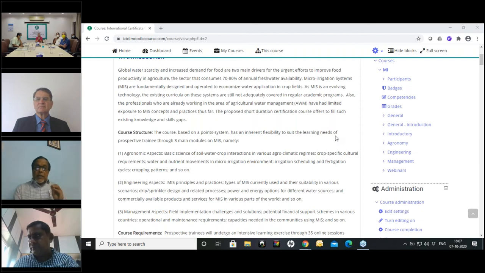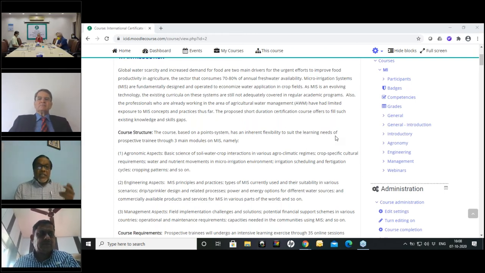You have a nice technology, but it is a bit of a knowledge-intensive technology. But when it is applied properly, everybody benefits. It's a win-win situation. The country benefits because energy is saved. Natural resources benefit because water is saved. And the farmer benefits because he gets higher income and higher return for the investment he made.